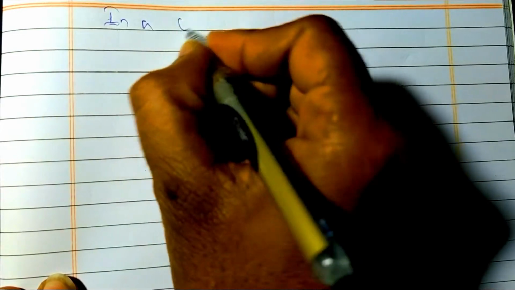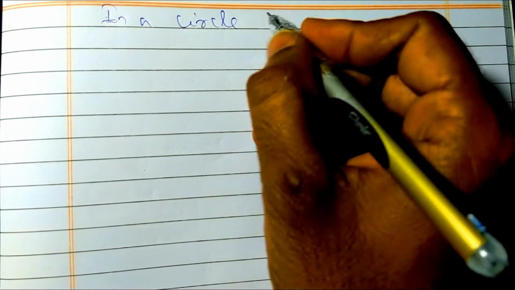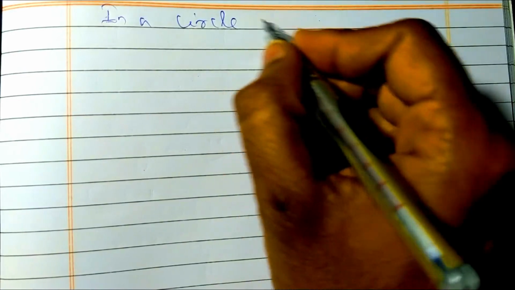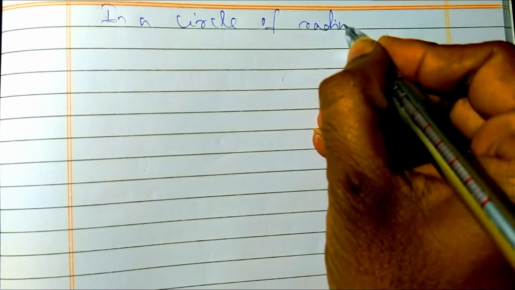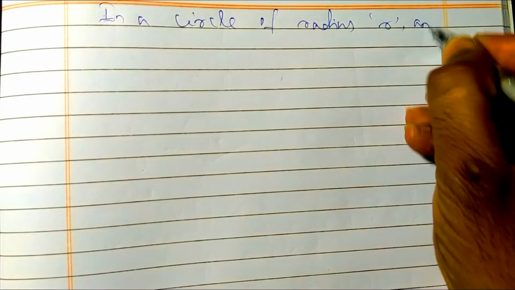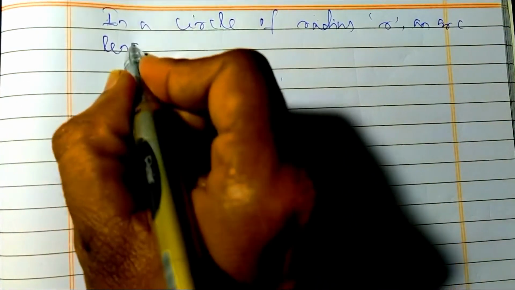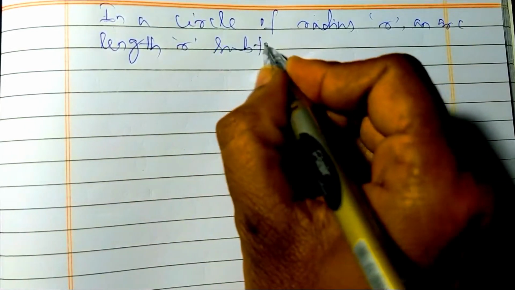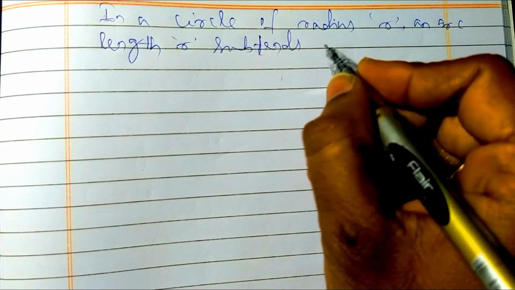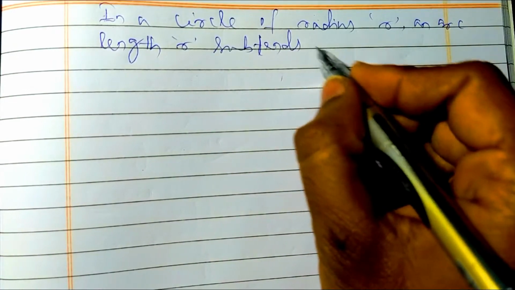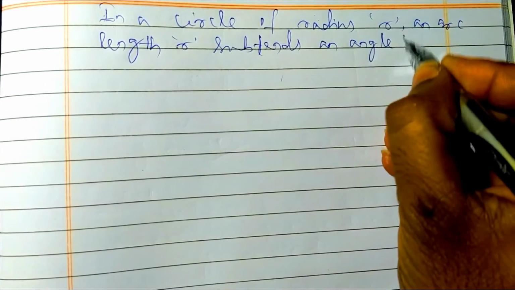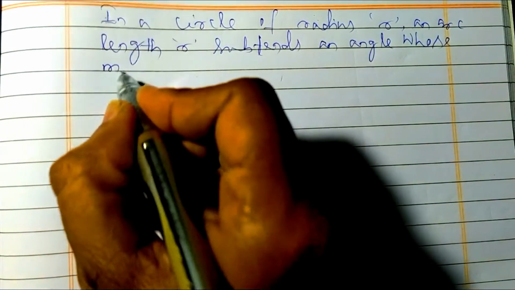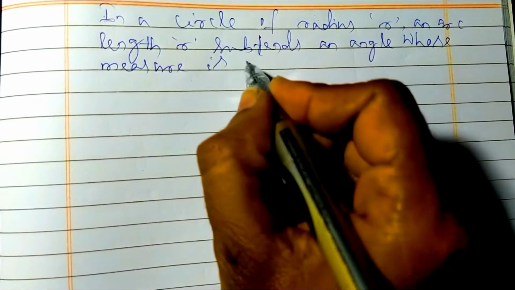In a circle of radius r, an arc length r subtends an angle whose measure is 1 radian.